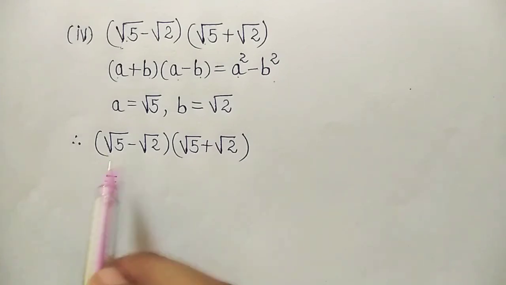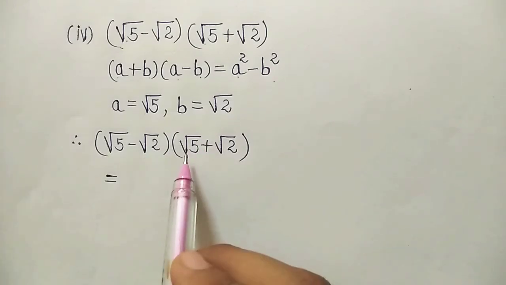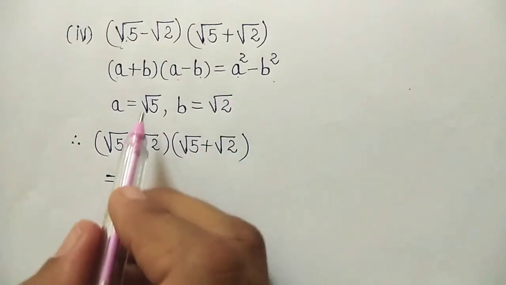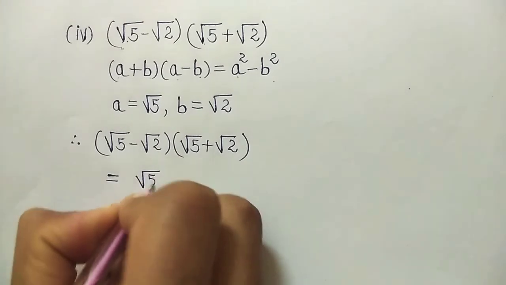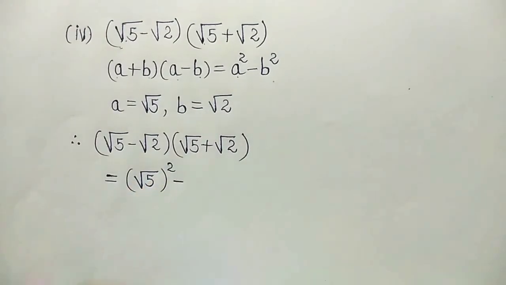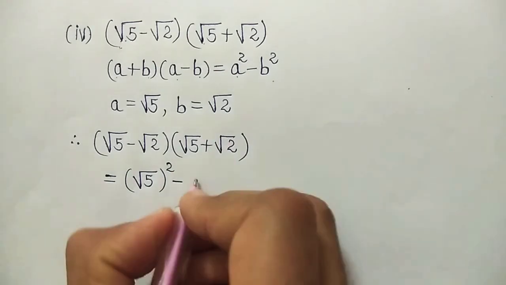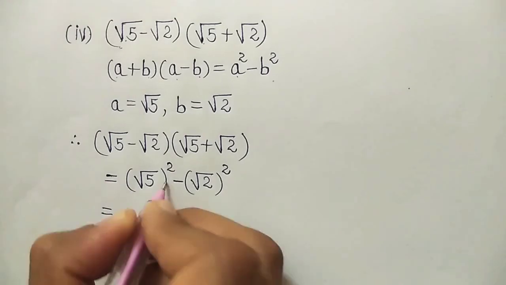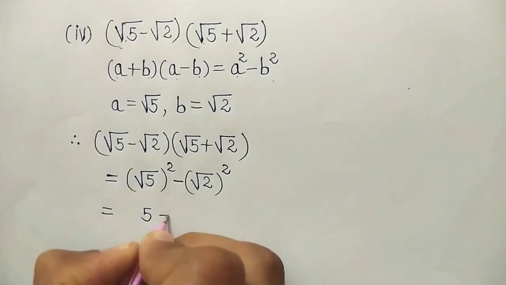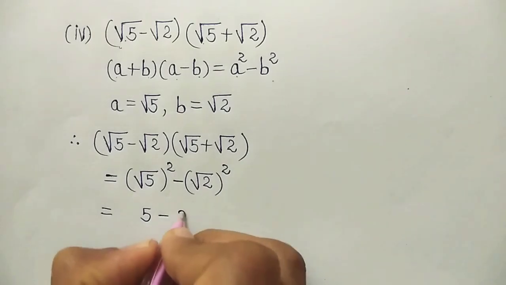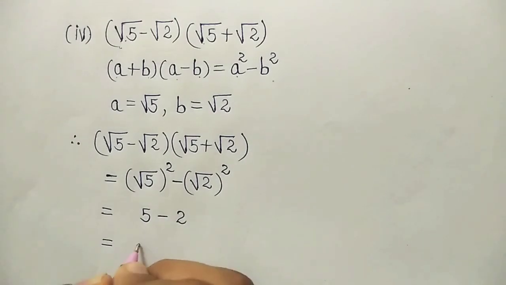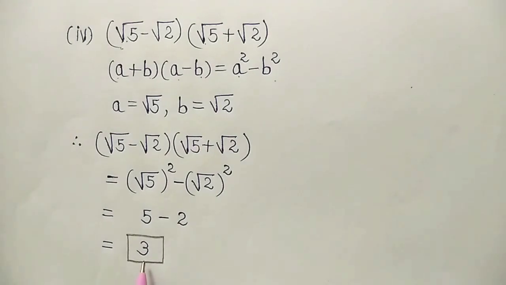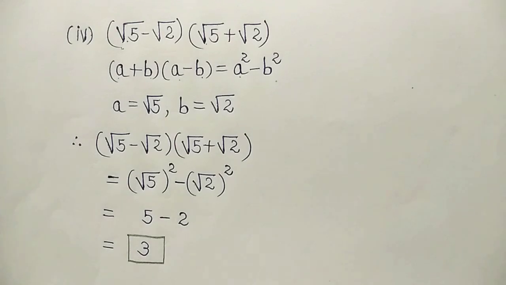Therefore, the first bracket square root 5 minus square root 2 and the second bracket square root 5 plus square root 2 will be written as a square, that is square root 5 square, minus b square, that is square root 2 square. Right? Square root 5 square is 5, minus square root 2 square is 2, and 5 minus 2 is 3. So the answer for the fourth is 3. Here we completed question number 2.